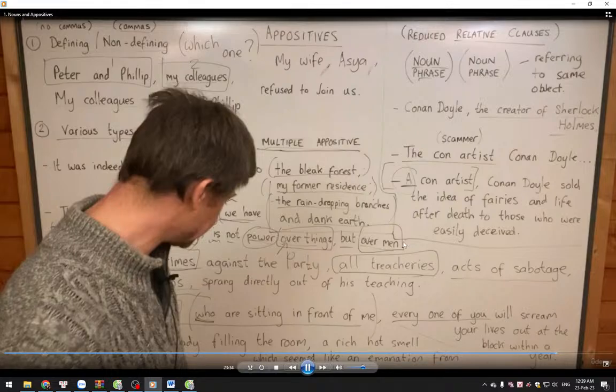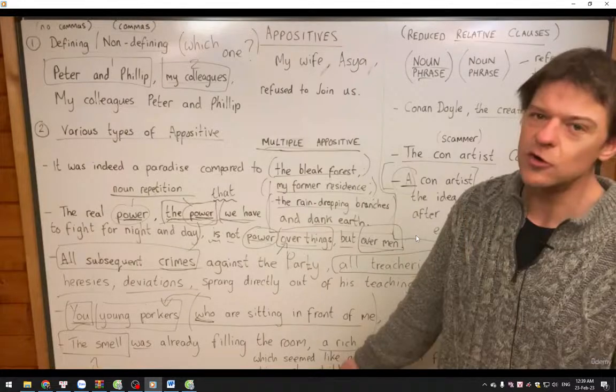Yeah, that's our main clause. The smell was already filling the room, comma, a rich, hot smell. Notice we're renaming the subject of the verb here. So I call this one an extraposed appositive, just because of what some other parts in grammar are called. But there's something called extraposition, which is putting things right at the end of the sentence. But I don't care how you call this appositive. What I want you to see is that it's a different type of appositive than this nice simple one at the beginning.